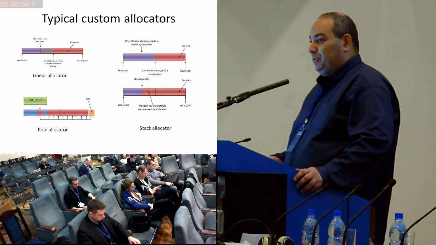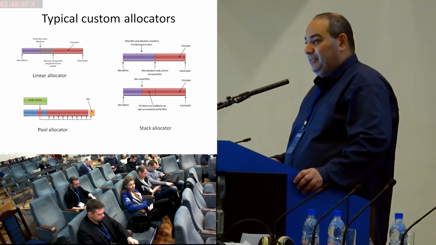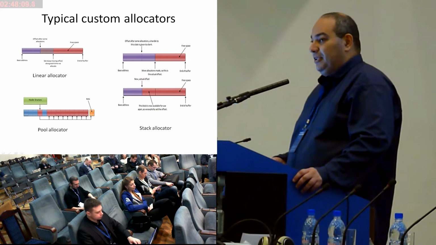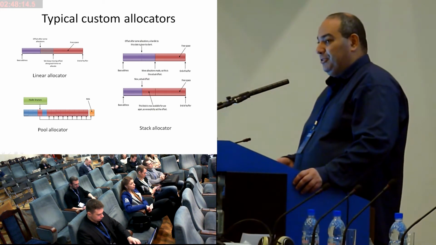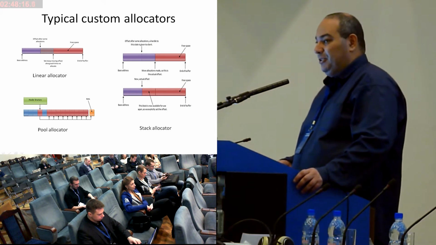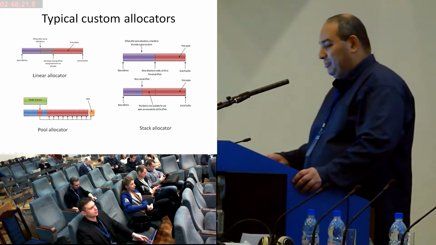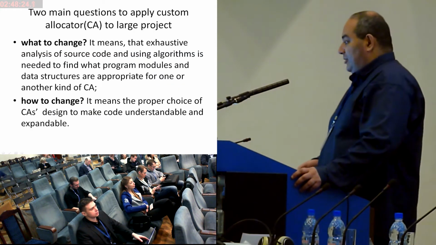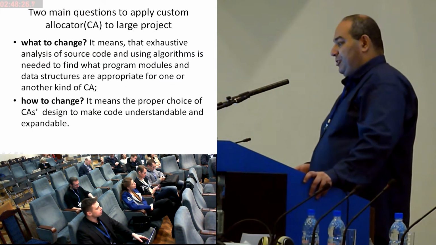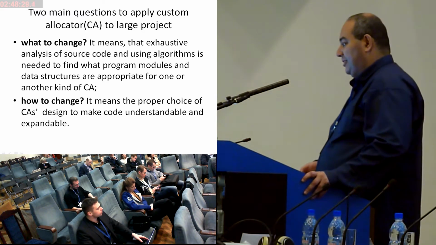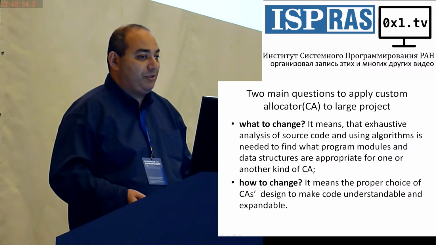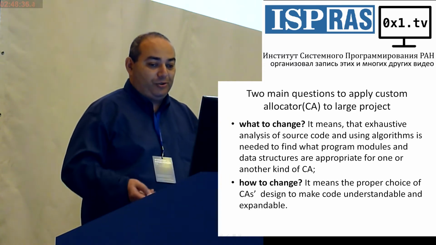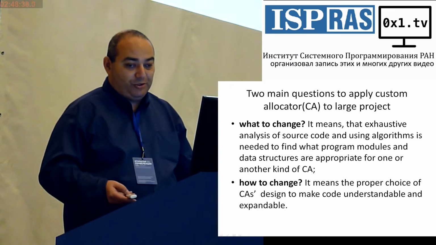So the results I'm going to discuss today in the methodology were executed in a large project, a whole compiler of shaders for a graphic processor. That's why illustration of utilization of theoretical results for this project will also accompany the presentation. Before we use custom allocators in a large project, we need to answer two main questions. What the questions my presentation is answering: what to change and how to change.